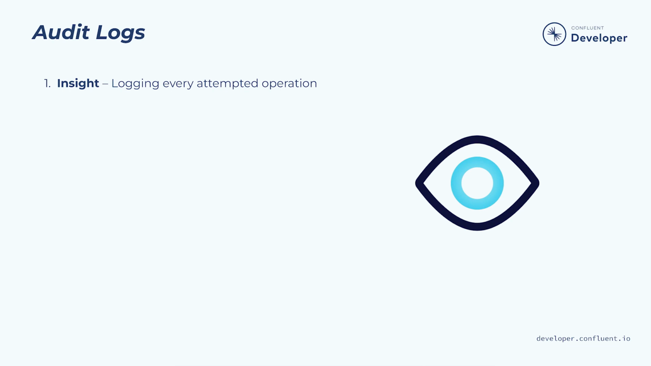There are four main advantages of using audit logs. First, they give you insight. They provide insight into situations such as trying to determine if a particular group of users was successful in authenticating and getting access to the correct broker resources after a new ACL was created.